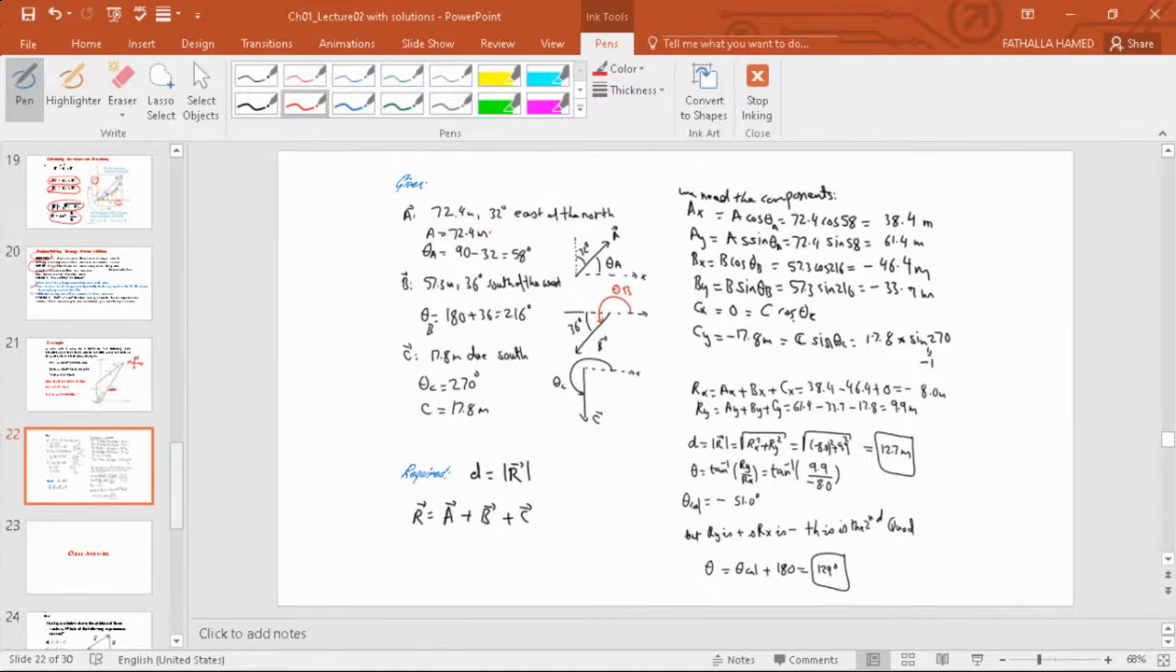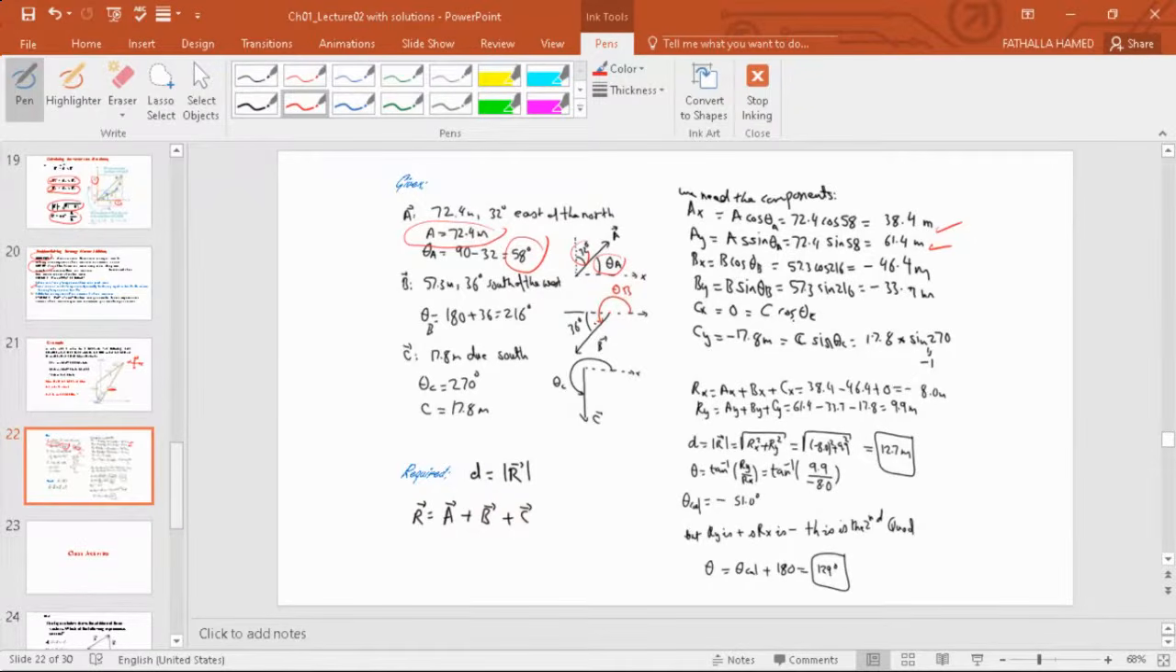The first vector has a magnitude of 72.4 meters. The angle here is 32. So relative to the positive x-axis, which we call theta A here, it will be 90 minus 32, which will give you 58 degrees. So your x component will be A cosine theta A, which is 72.4 cosine 58, and it will give you 38.4 meters for the x component. For the y component, it will be A sine theta, and that will give you 61.4 meters.